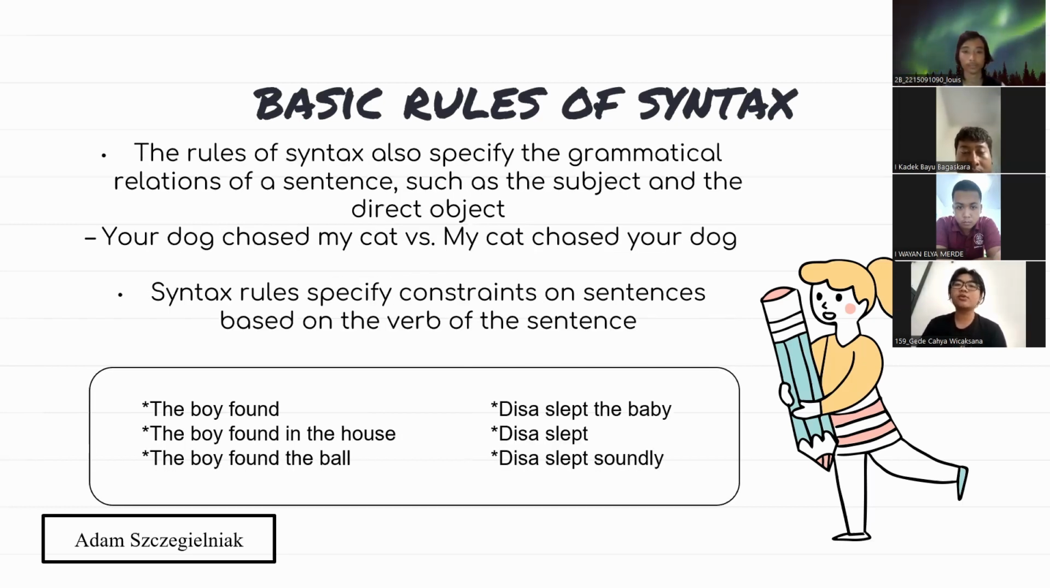The next rule of syntax is that it specifies the grammatical relations of a sentence, such as the subject and direct object. For example, your dog chased my cat versus my cat chased your dog. If the subject and the object switch places, the meaning of the sentence will be completely different.